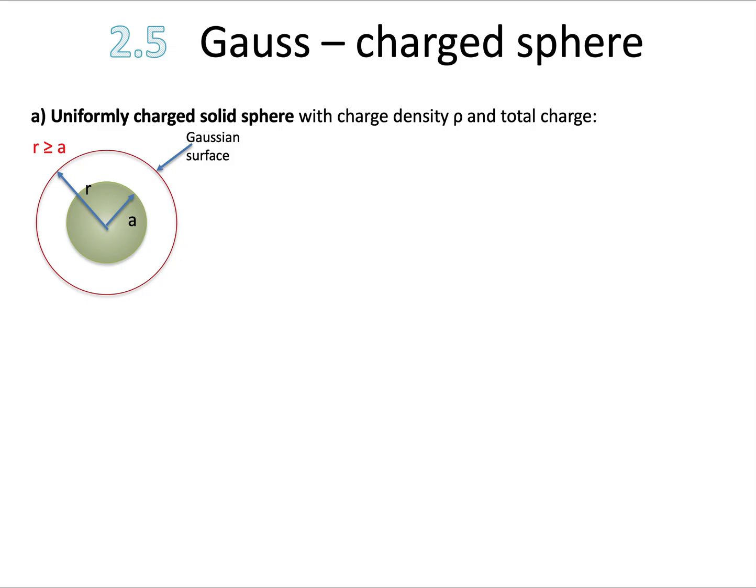Now we're going to look at how to use Gauss's law to work out the electric field from various charged shapes. The first shape we're going to look at is a charged solid sphere with a charge density of ρ. We can work out the total charge from the sphere, which is just the volume times the charge density.